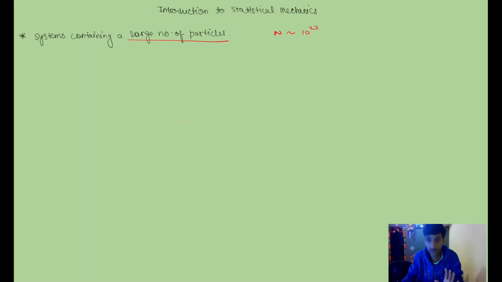So first of all, we will start with the introduction to statistical mechanics. What we are going to study in statistical mechanics is all about systems which contain a large number of particles. The number of particles will be around the Avogadro number, 10 raised to power 23. So this many particles will be in a system, and we will be studying them.